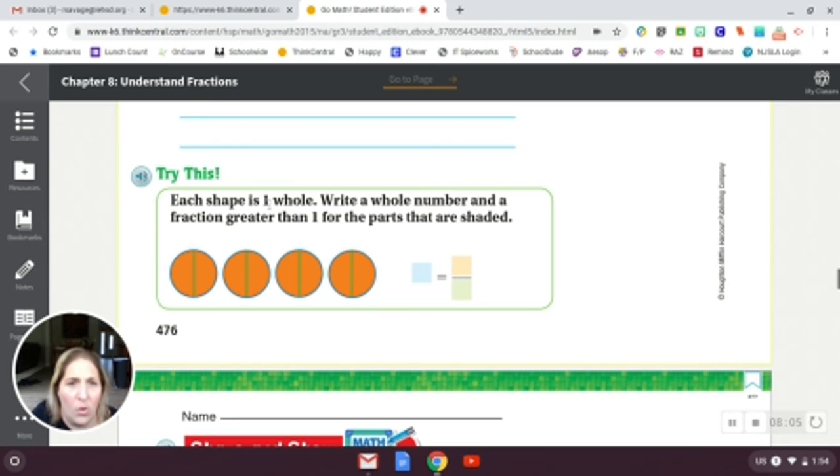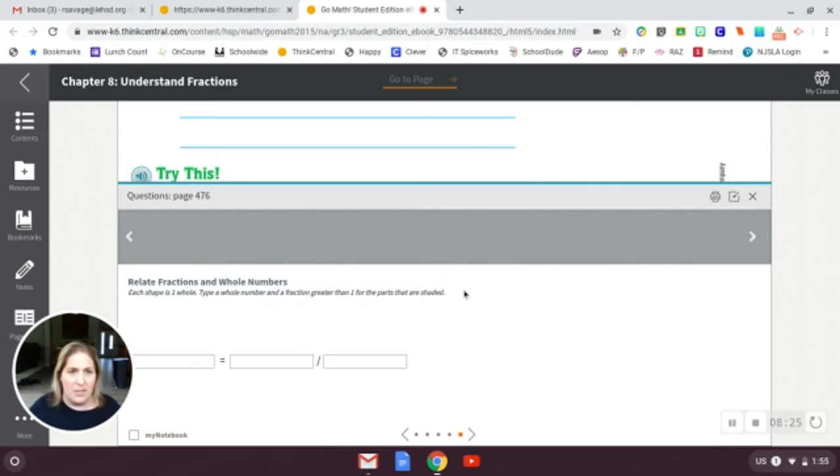Each shape is 1 whole. Write a whole number and a fraction greater than 1 for the parts that are shaded. So your denominator is still always take 1 whole and how many parts it's divided into. Remember, denominator is down in the dirt. Sometimes when I click on these, it lets me type on them. Oh, there, I got it to work that time. Okay, and it'll show me the picture up there.